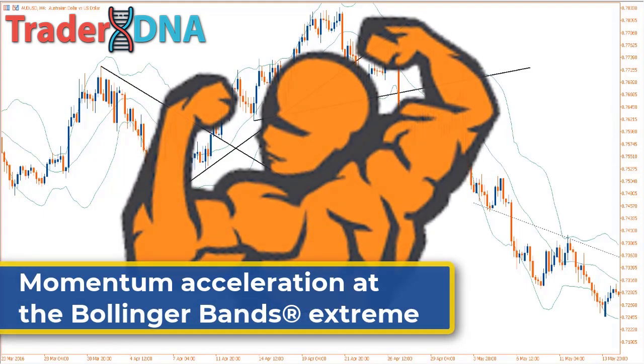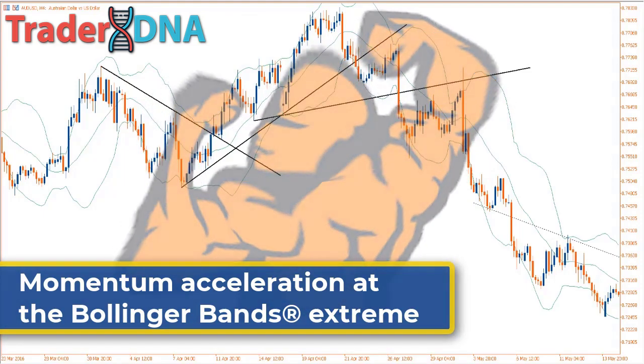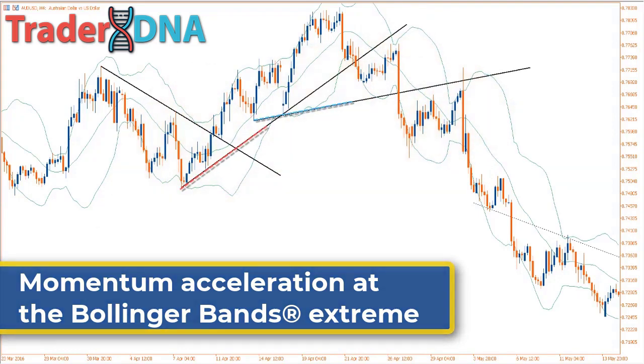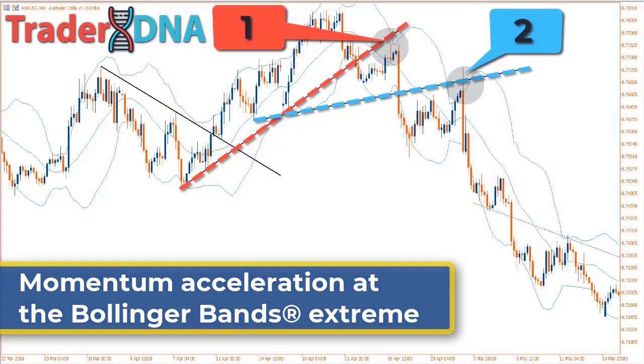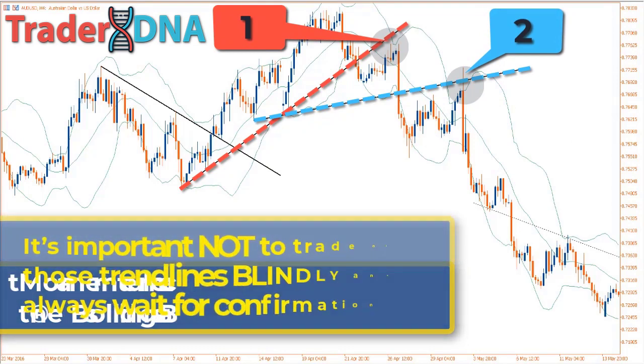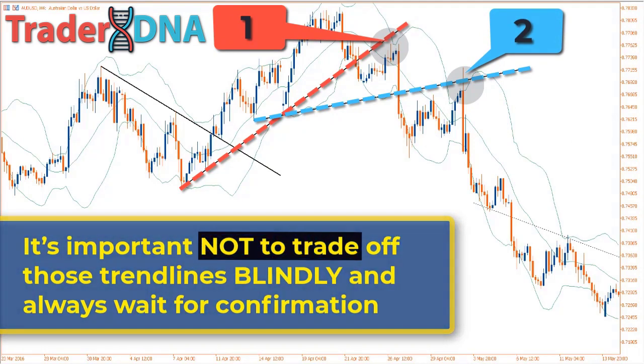This screenshot shows a bearish reversal with two trendlines. During the sell-off, price broke both trendlines and then retested them, points 1 and 2, while penetrating the Bollinger Bands. Here we see why it's important not to trade off those trendlines blindly and always wait for confirmation. The spikes through those trendlines can be very strong.